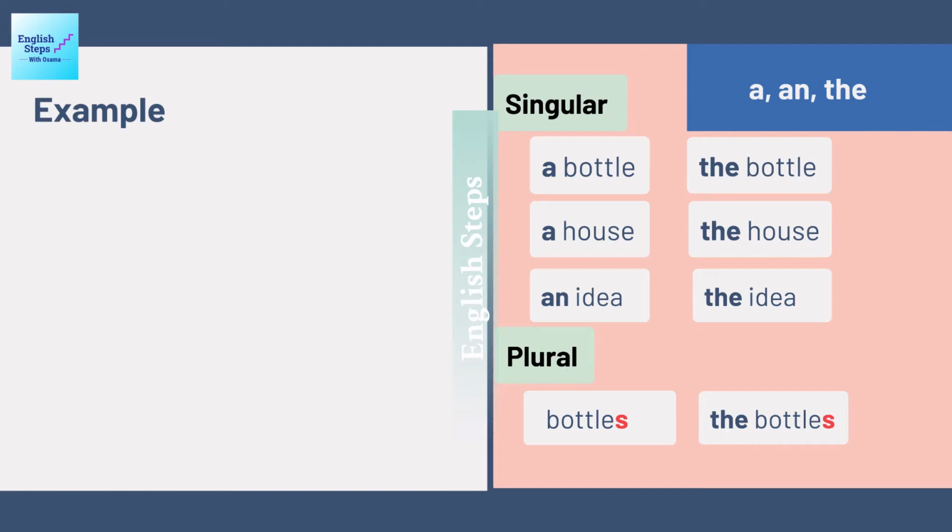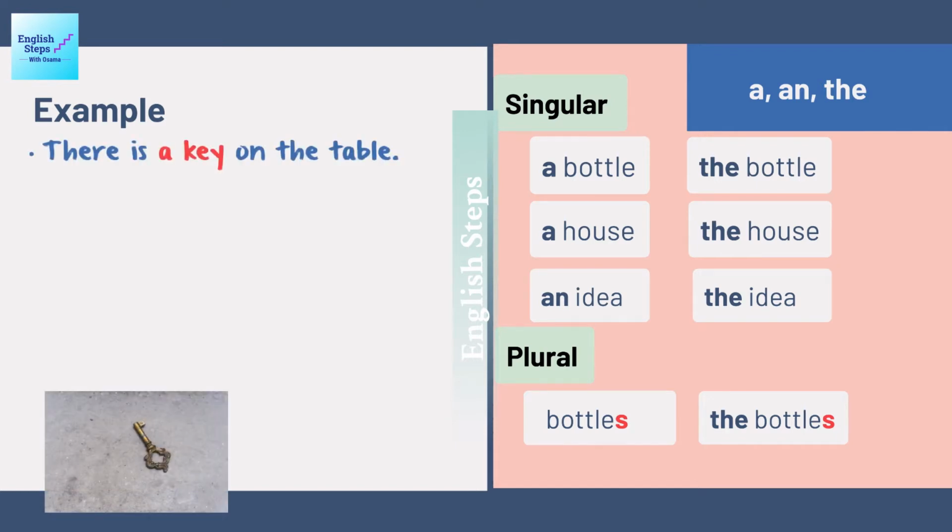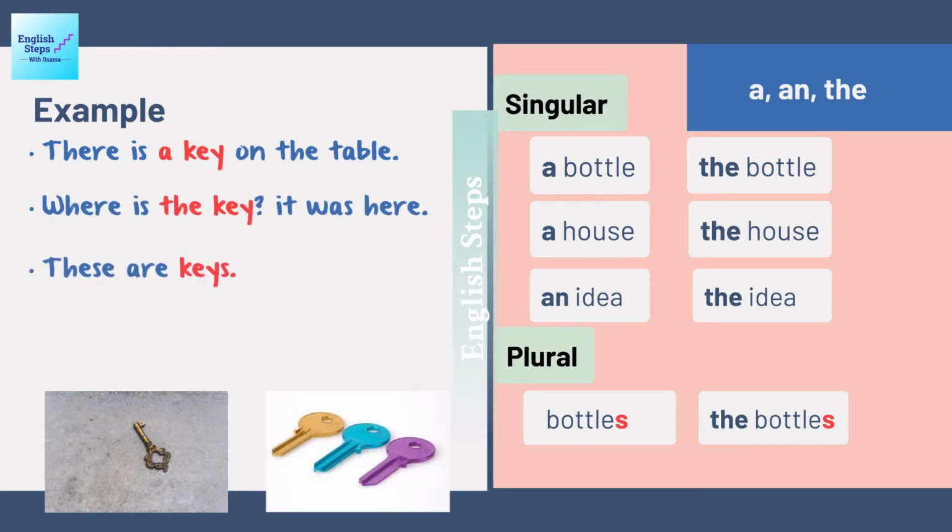Now let's take some examples. There is a key on the table. Where is the key? It was here. These are keys. Where are the keys? They were here. Remember, when I use the, it means I'm talking about a specific thing or specific things.